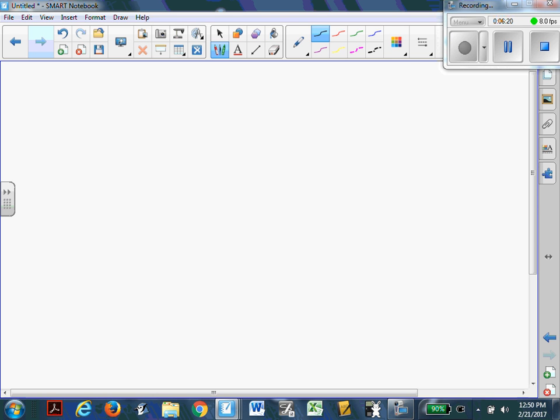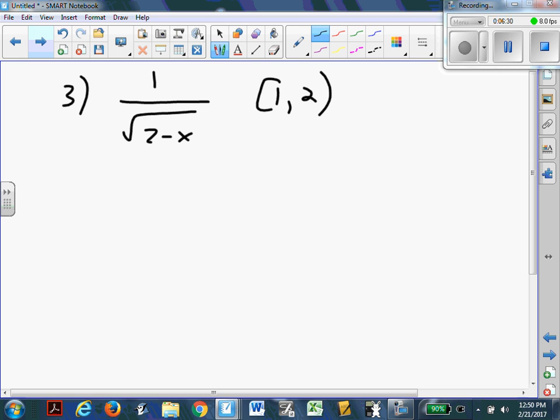Problem 3 is similar. Problem 3, we have 1 over root of 2 minus x as x goes from 1 to 2. And note again that this function is defined everywhere in this mixed closed-open interval, except at 2. 2 is not in the interval, but the function is not bounded at 2. So once again, we take the limit. We'll take n for Noel, as n approaches 2 from the left, because this time I'm coming at 2 from the left in my interval.